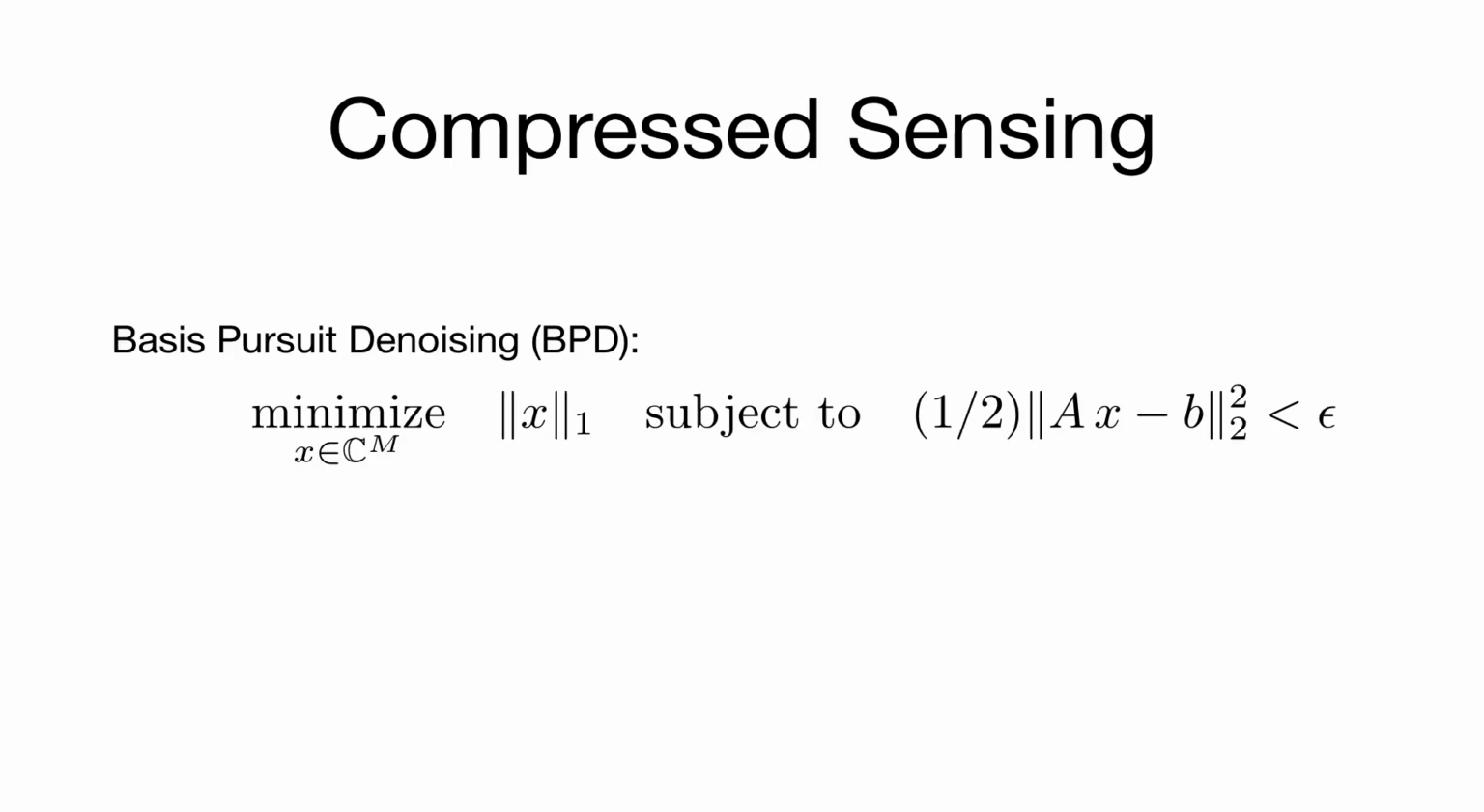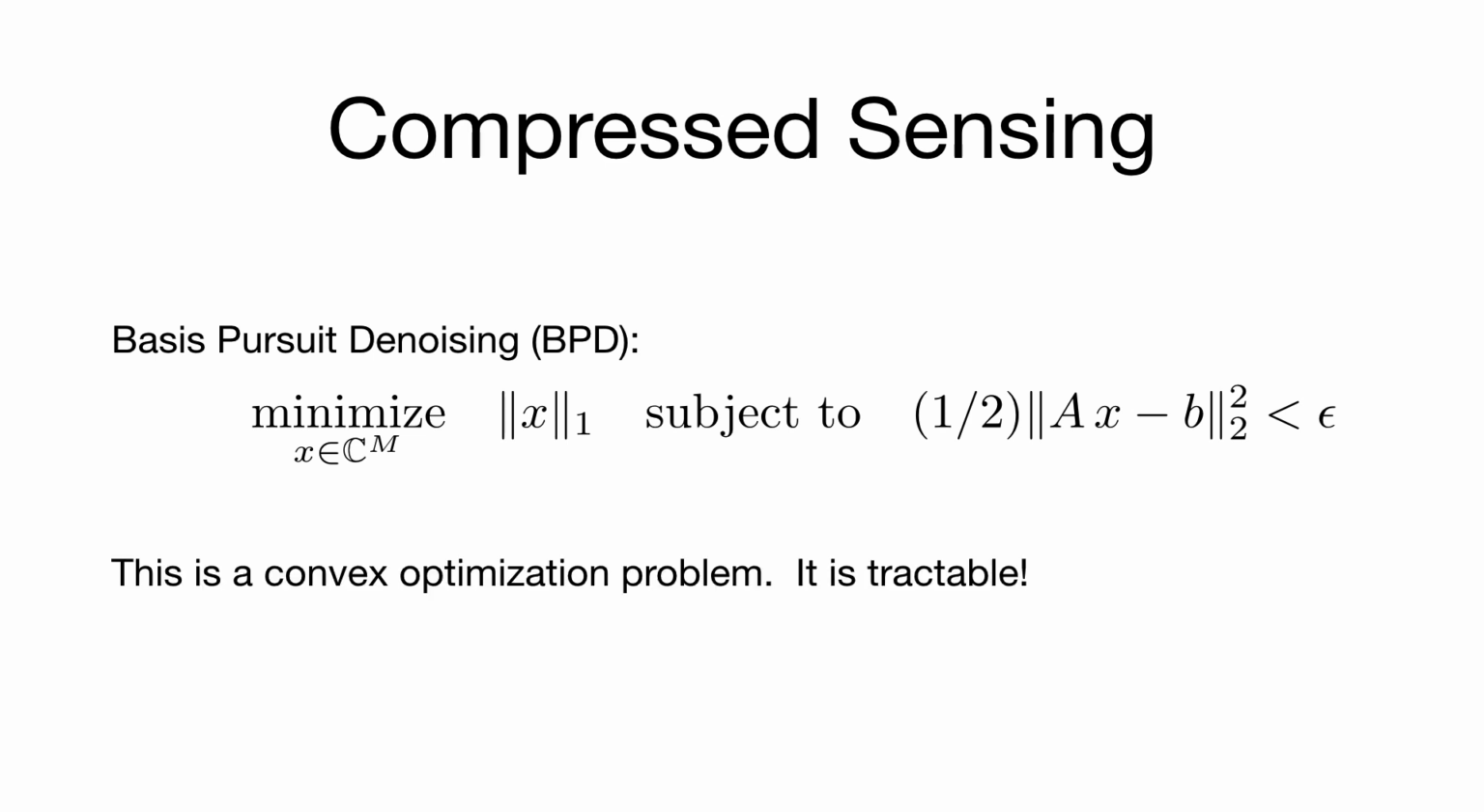Compressed sensing amounts to solving this basis pursuit denoising problem, where we're minimizing the L1 norm of our optimization variable subject to the difference between AX and B being less than some error epsilon. And when the matrix A satisfies certain properties, then solving this basis pursuit denoising problem also solves the corresponding sparse signal recovery problem. Whereas the sparse signal recovery problem is in general NP-hard, this problem is a convex optimization problem. It is tractable, and it can be solved with known algorithms.